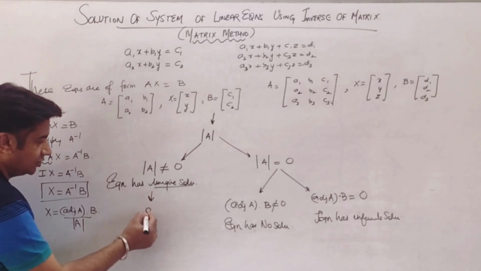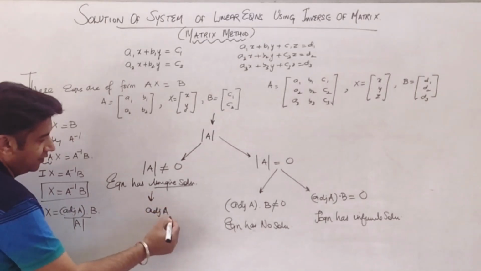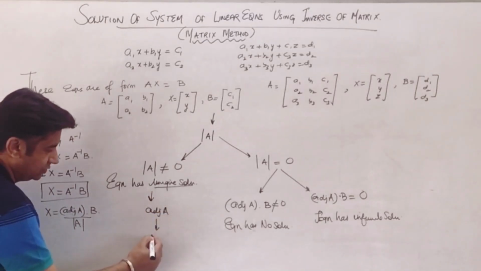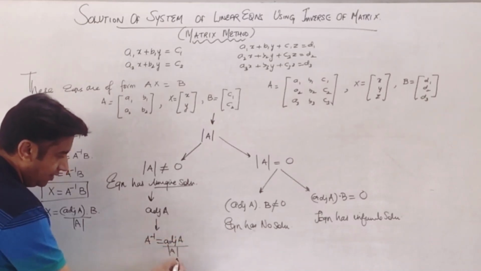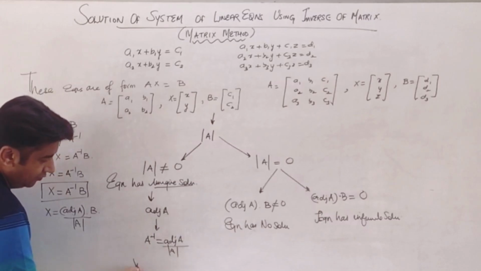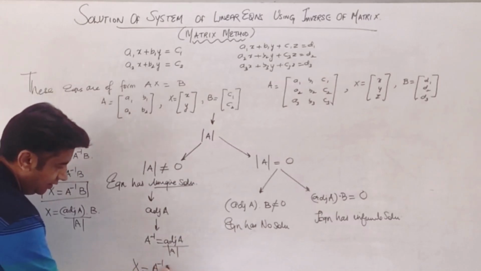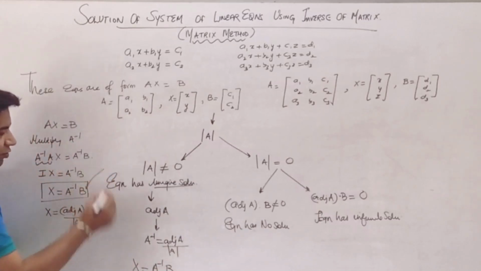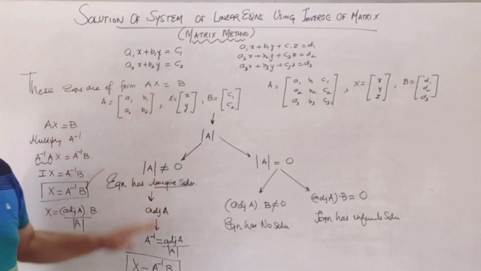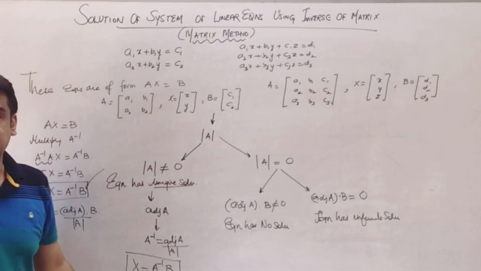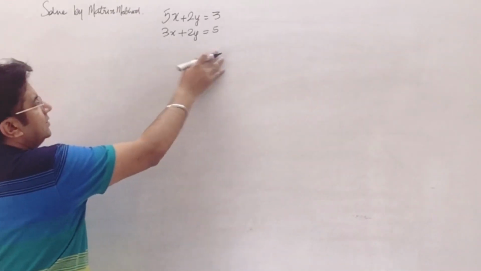Here you will calculate adjoint A. Then you will calculate A inverse. What is A inverse? It is adjoint A over determinant A. And X you will calculate by using X is equal to A inverse into B. This whole method is called the matrix method. Solve the equation by matrix method.